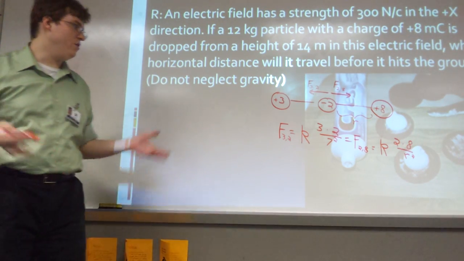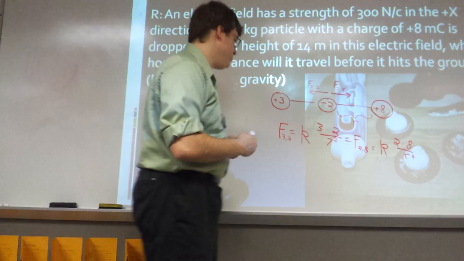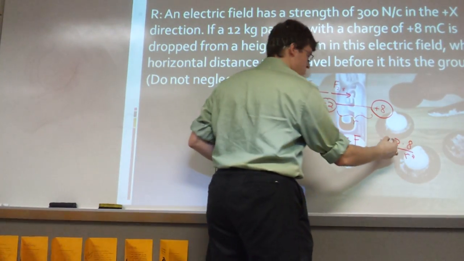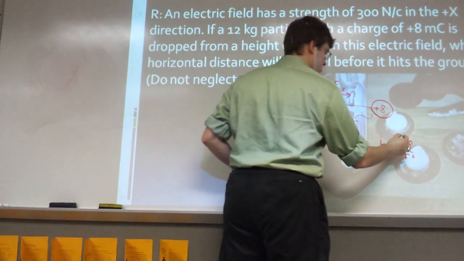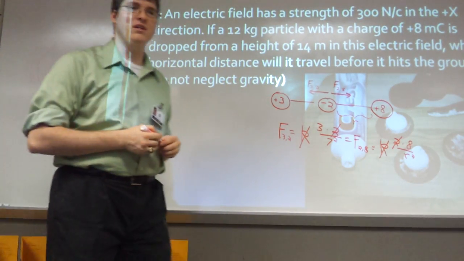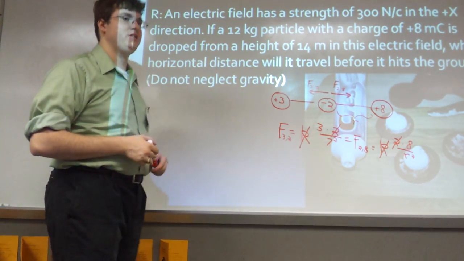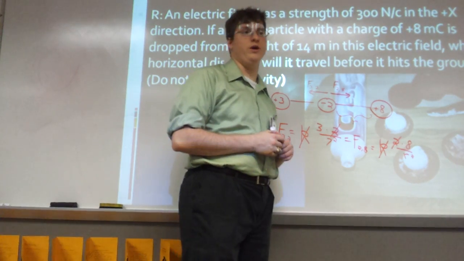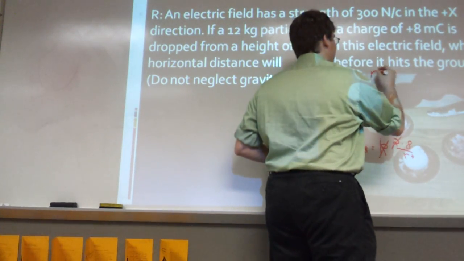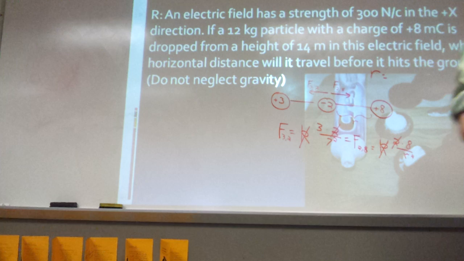Okay? So if I set these two equations equal, some magical stuff happens. K's cancel. 2's cancel. And I end up with a really easy proportion. 3 over 7 squared equals 8 over R squared. Okay? So, let me know what you get for R.